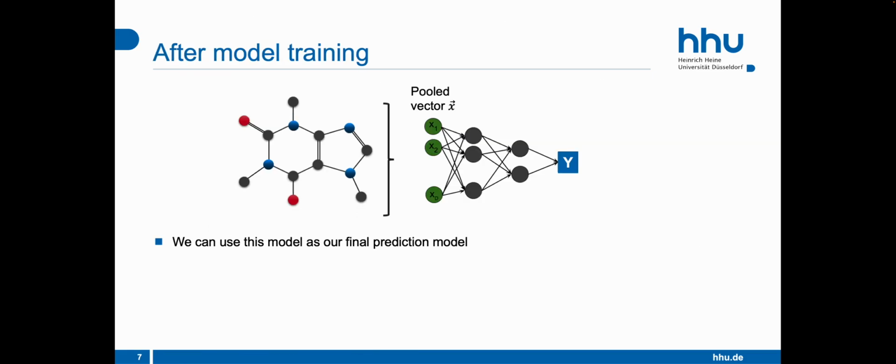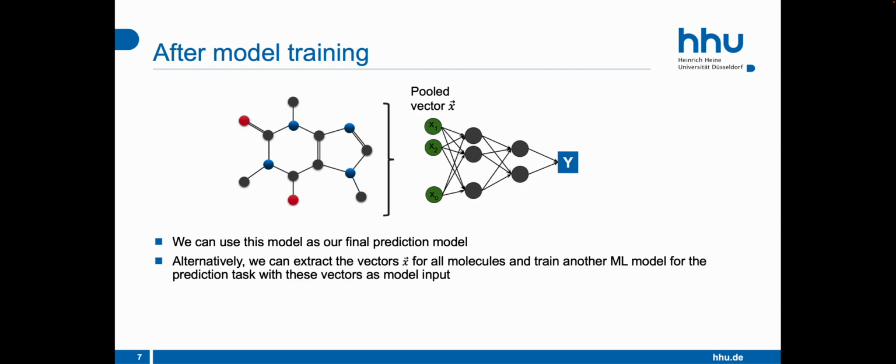After we train such a graph neural network for predicting a property of the molecule, we can use this as our final prediction model, since we trained it already for the task of interest. Alternatively, we can also extract after training for each molecule the vector x that represents the entire molecule. This vector is now a task-specific representation of the molecule because we trained the network to store all information that is relevant for the prediction task in this vector. We can then use this vector as the input for an alternative prediction model, such as a gradient boosting decision tree model, which we train for the prediction task of interest. Depending on the prediction task, this might lead to improved model performance.